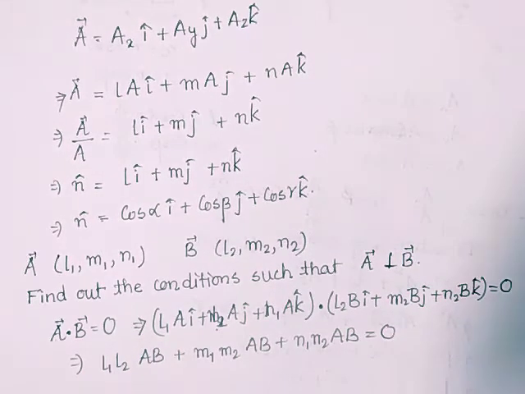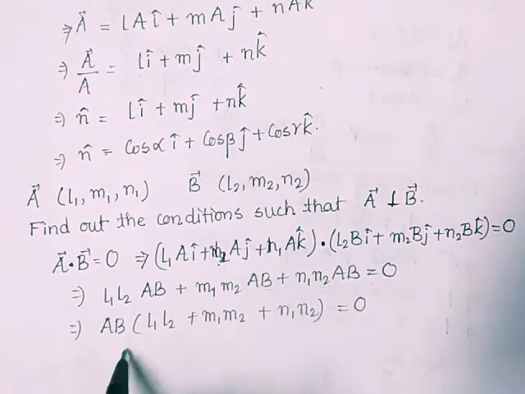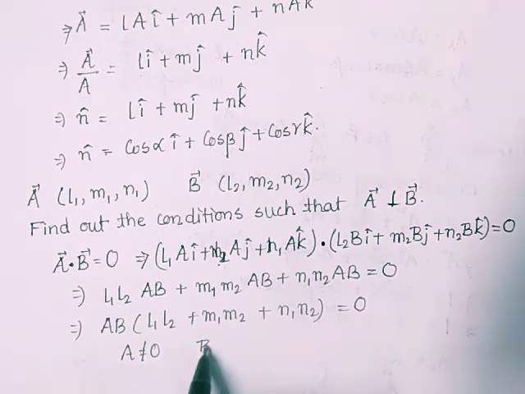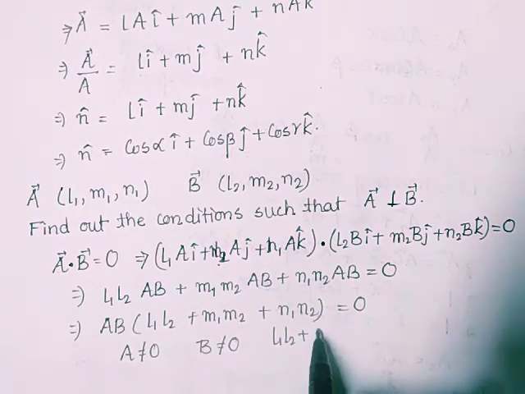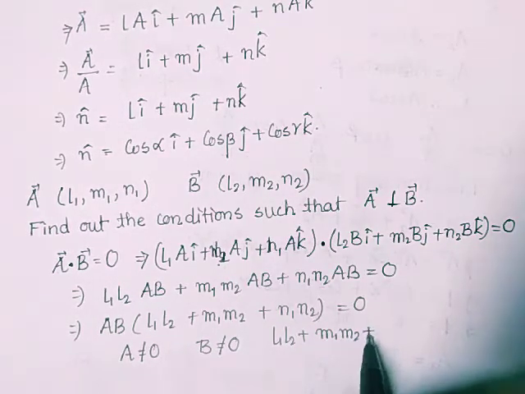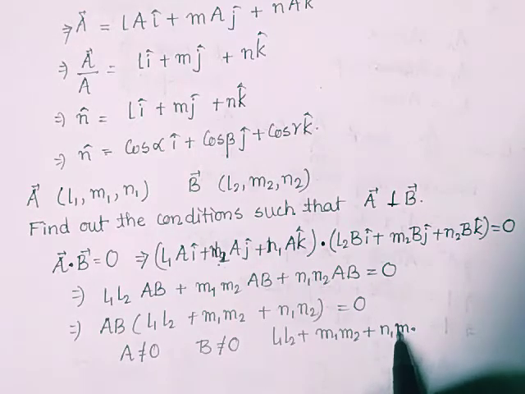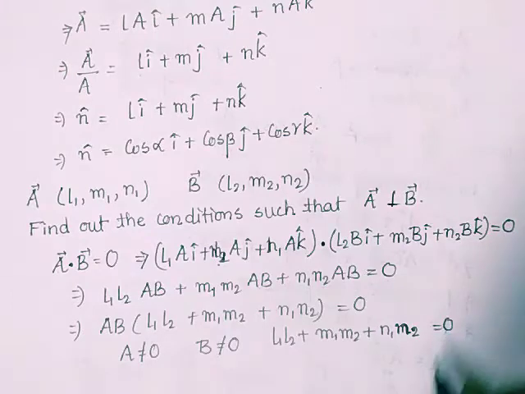Obviously if I take AB common, L1 L2 plus M1 M2 plus N1 N2 equal to 0. Obviously the magnitude of A is not equal to 0, and B is not equal to 0. So we can say L1 L2 plus M1 M2 plus N1 N2 equal to 0.